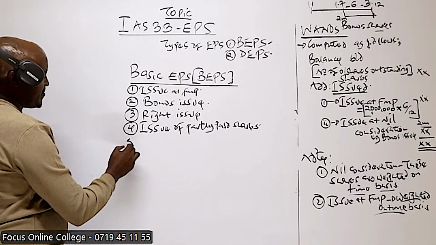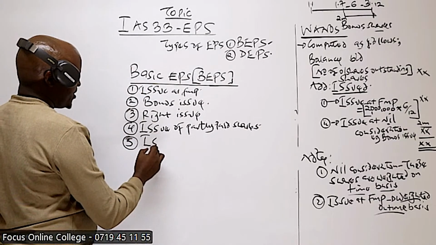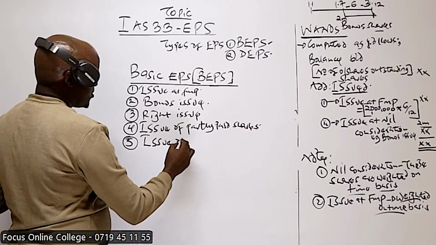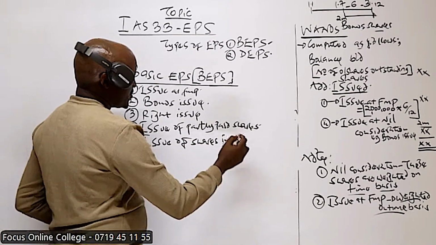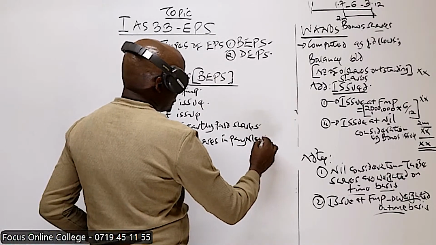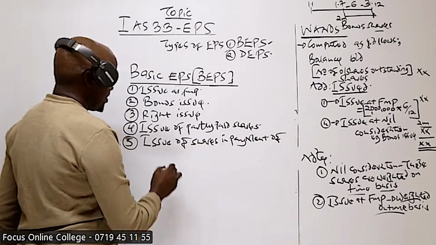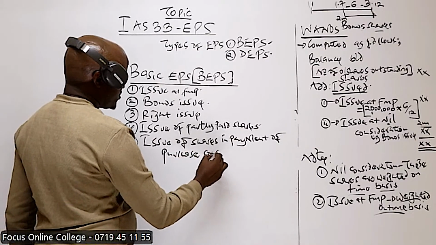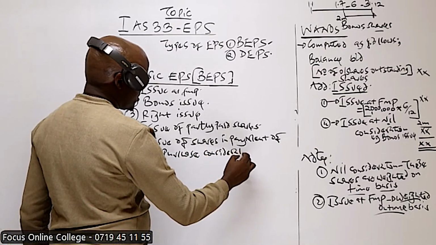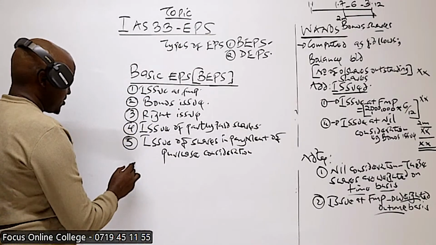Partially paid shares. Number 5, we have issue of shares in payment of purchase consideration. And number 6, we have what?